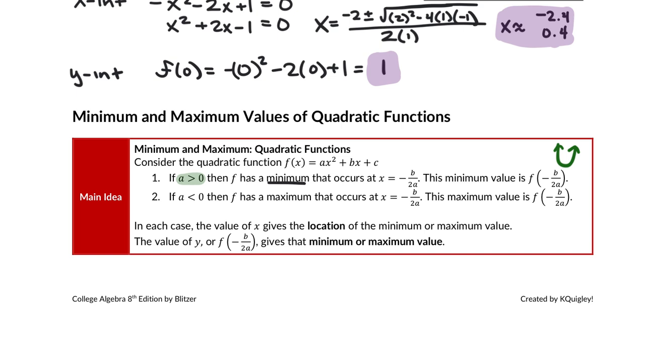However, if it's a sad parabola, meaning that it opens downward or a is less than 0, our sad parabolas are the ones that have maximum values. That occurs at the vertex. So it's just really easy. Just looking at an equation, you can tell whether it will have a maximum or a minimum, and it all depends on that a value, the first number in front of x squared. So the value of x gives the location, and the value of y gives the maximum or minimum value itself.